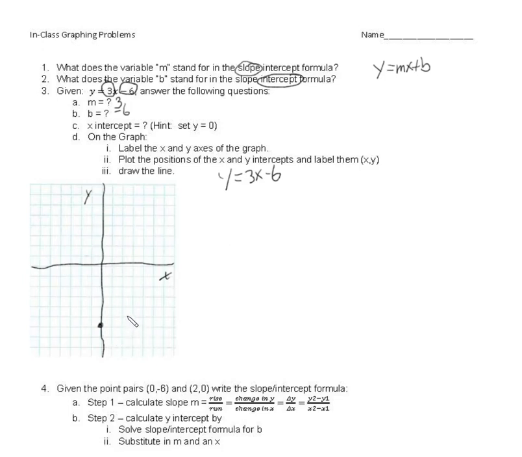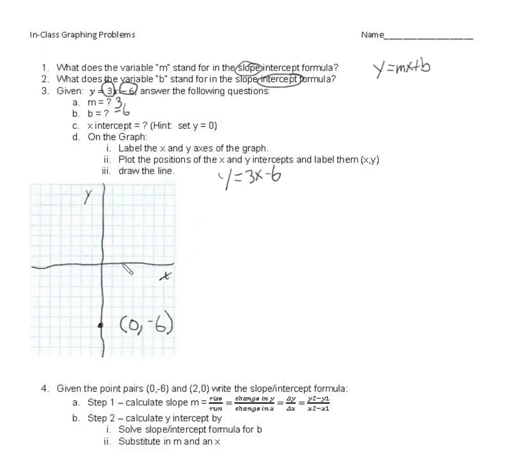Now I can give this point an x and a y coordinate. Well, what's the x coordinate? It's 0. All right, because here you follow this up, and on y it's negative 6. So this point is really 0, negative 6. Okay, so that's good.